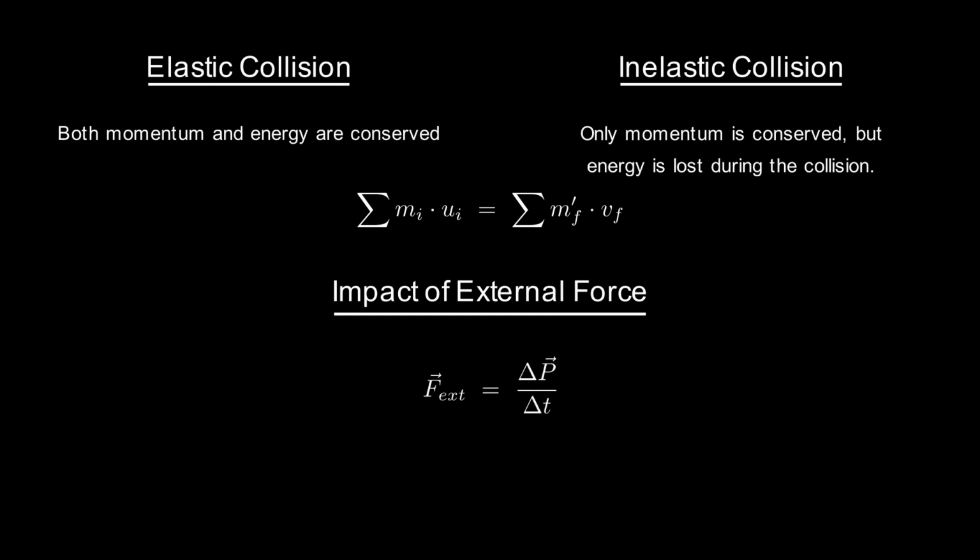Newton's second law of motion states that the rate of change of momentum of an object is directly proportional to the net external force acting on it. The change in momentum of a system, subjected to external forces, is given by the product of the external force and the time duration over which it acts.